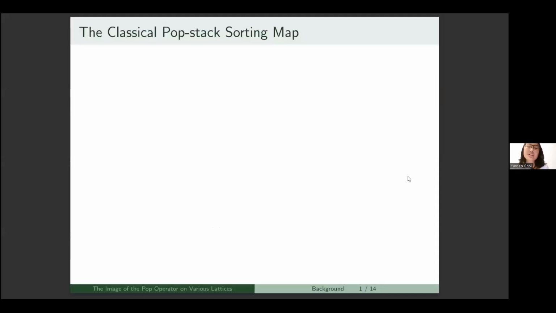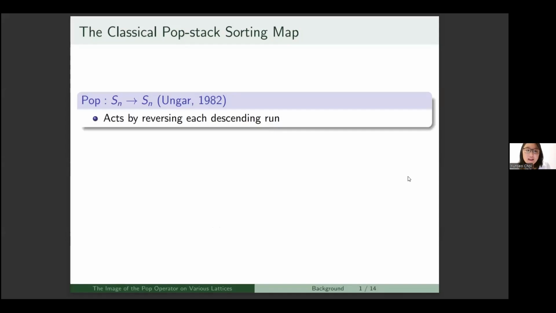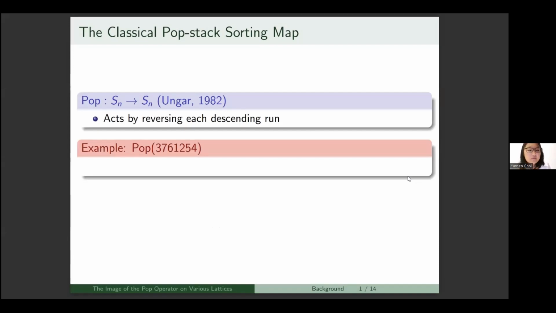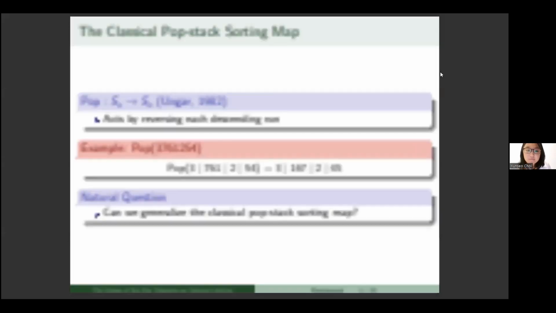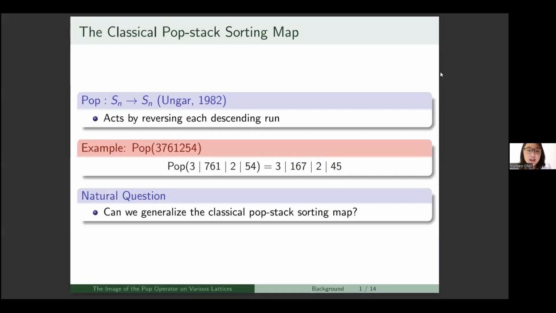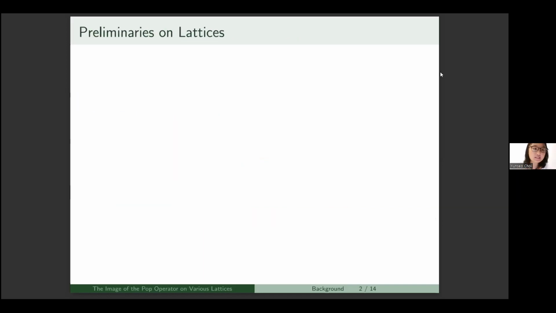Okay, there we go. So the classical pop stack sorting map takes a permutation of length n and acts by reversing each descending run. For example, it takes the length 7 permutation 3, 7, 6, 1, 2, 5, 4, partitions it into 4 descending runs, and reverses each descending run. A natural question is whether we can generalize the classical pop stack sorting map. To do so, we'll have to understand it through the lens of lattices.